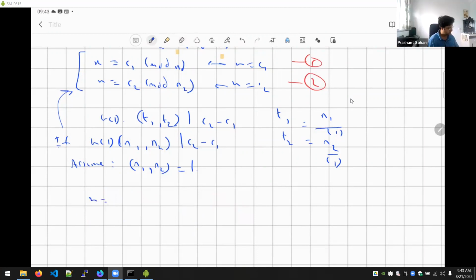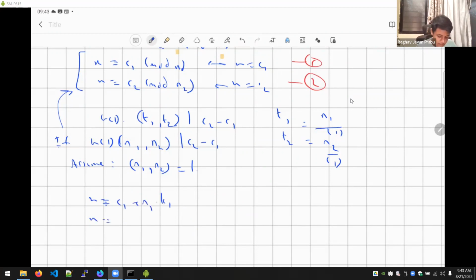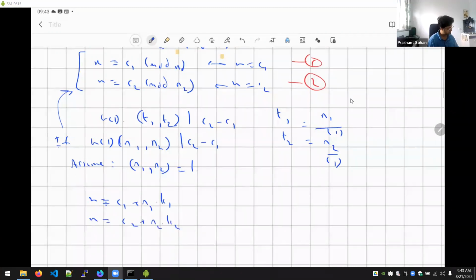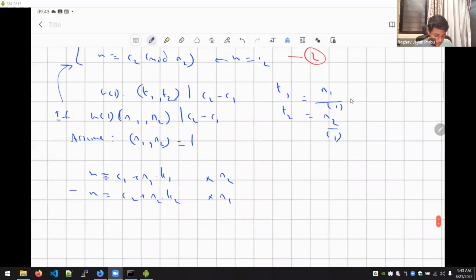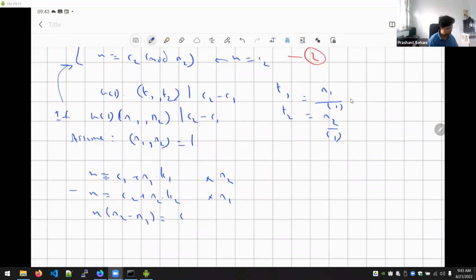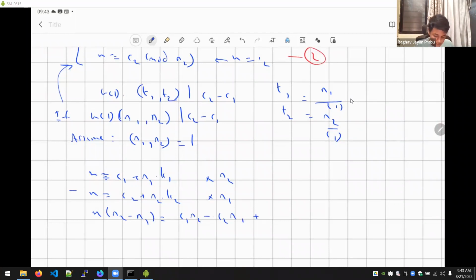Yes, correct. Now we multiply the first equation by N2 and then subtract it from the second equation multiplied by N1. Yes, correct. So then you get x times (N2 minus N1) is equal to C1 N2 minus C2 N1, plus N1 N2 (K1 minus K2). Yes.